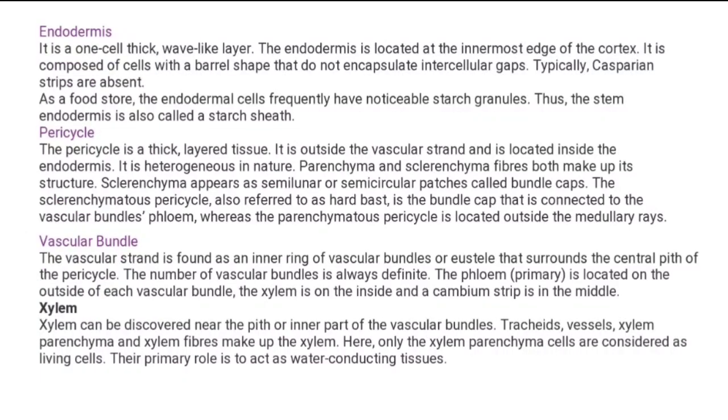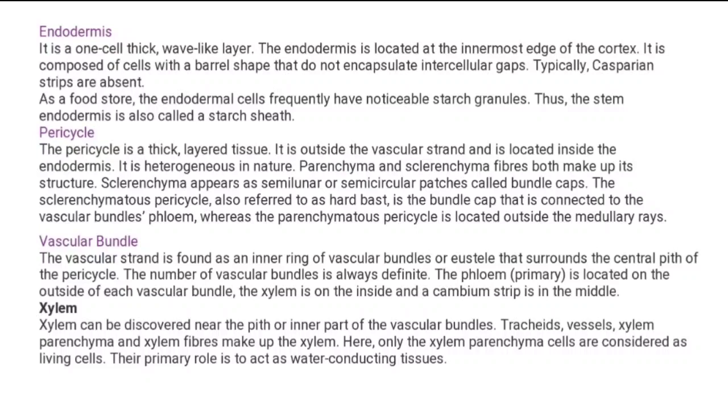epithelium. Endodermis. Endodermis is a one cell thick wavy layer. The endodermis is located at the innermost edge of the cortex. It is composed of barrel-shaped cells that do not encapsulate intercellular gaps.